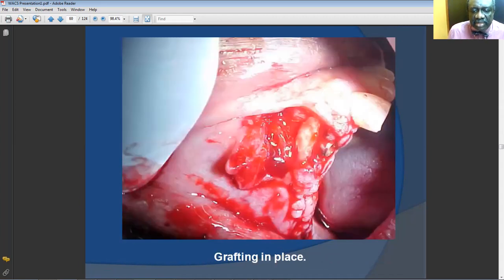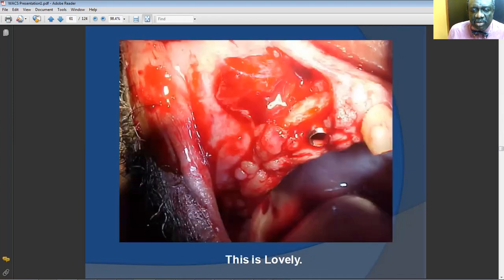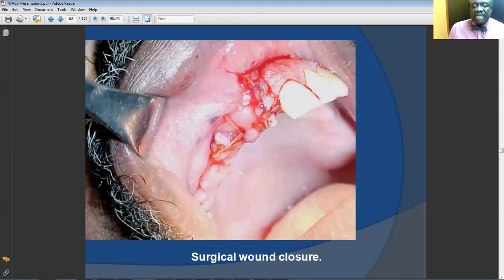So I cleaned out everything and I grafted with bone, and I even had a lot of excess bone. This is why it is important for you to measure the exact amount of bone that you need so that you don't harvest too much bone. Another thing that can cause pathologic exfoliation, I will tell you after you observe this suturing.